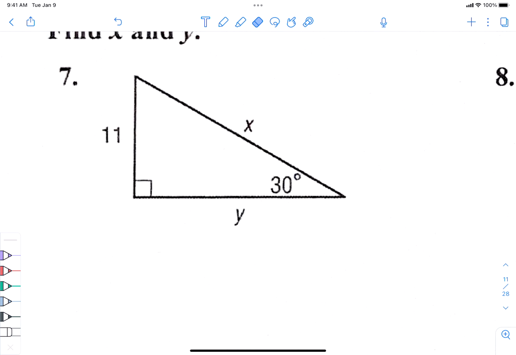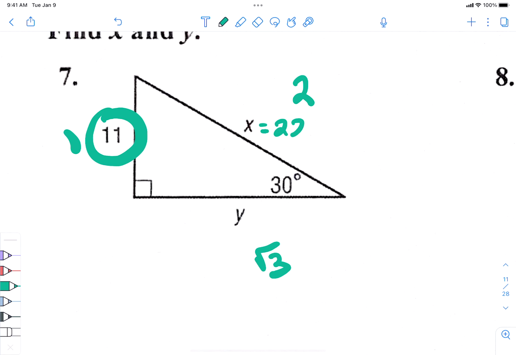We have a 30, 60, 90, right? Okay, so which side is my 1 side? The 11. The 11, right? This is my 1 side. Which side is my 2 side? The X. X, which side is my square root of 3 side? Y. The bottom side, right? Or the Y, I guess, right? All right, so I have 11 here. What will X be? Double that, right? So that is 22.